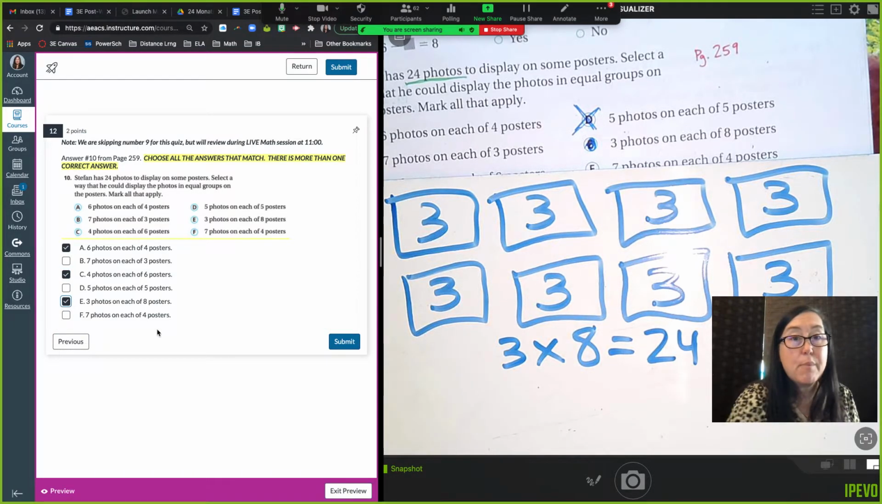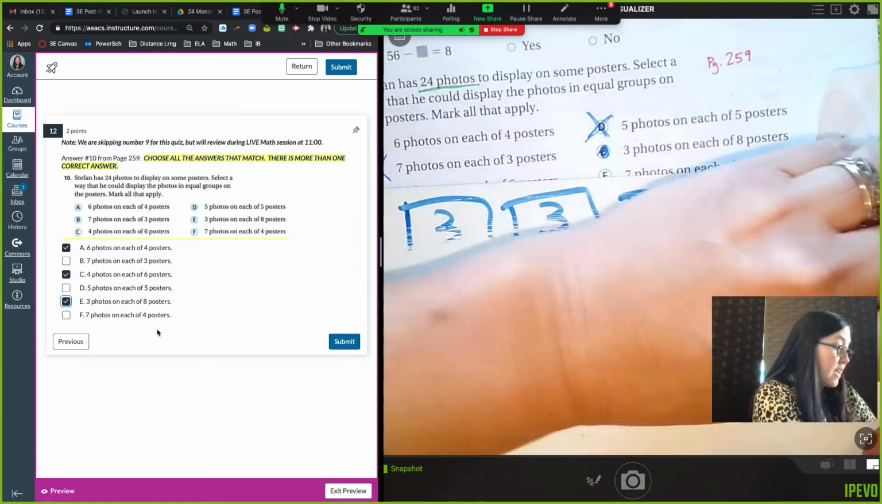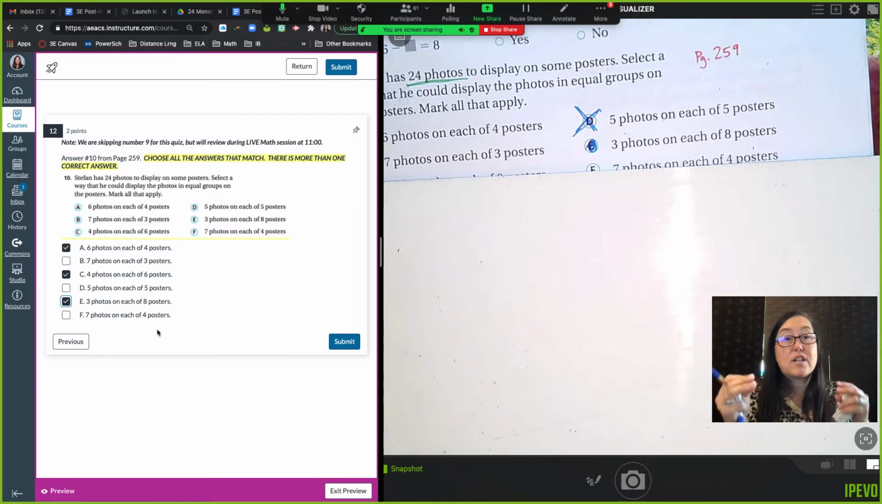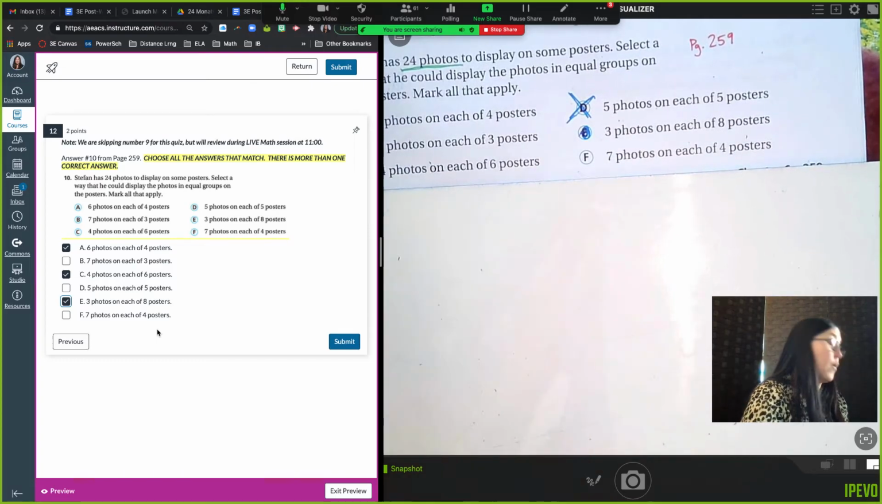These multi-step problems, you can get lost. Not because you don't understand the problem, but because there's a lot of steps and there's a lot of parts. Okay, so just be patient with yourself and take the time to go through each part. We still have to look at F because that might work.